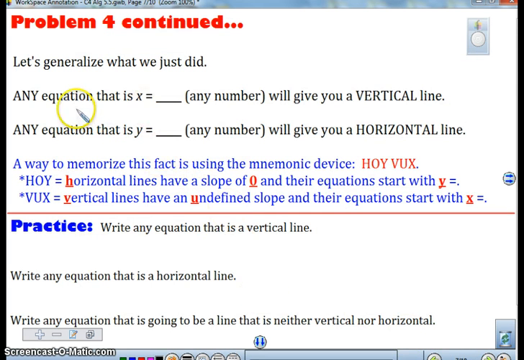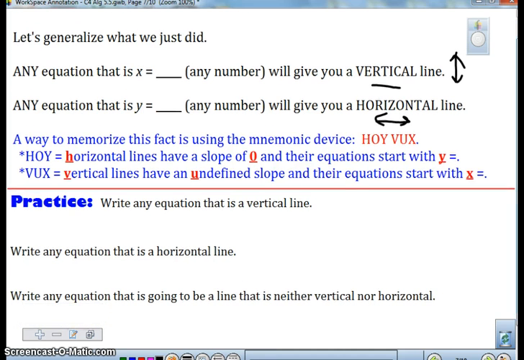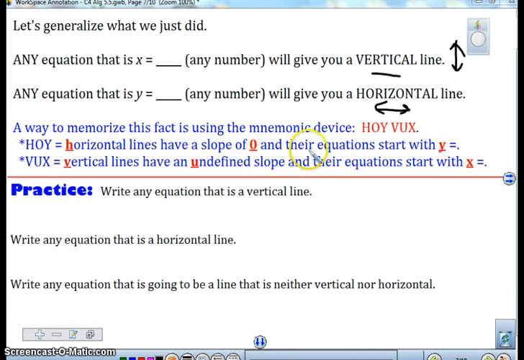Now, how can we generalize this? Any equation where x equals any number is going to be a vertical line, and any equation where y equals any number is going to be horizontal. So we have our horizontal and our vertical line. How can you remember this? If you remember in our notes, one of the first days, we had the HOY VUX. HOY is horizontal, 0 slope, y equals. VUX is for vertical line, undefined, with an equation x equals.